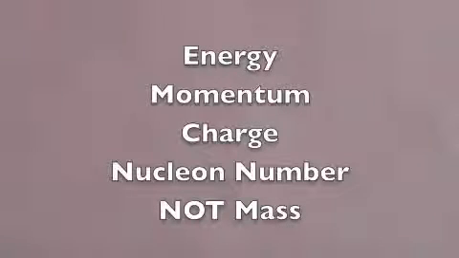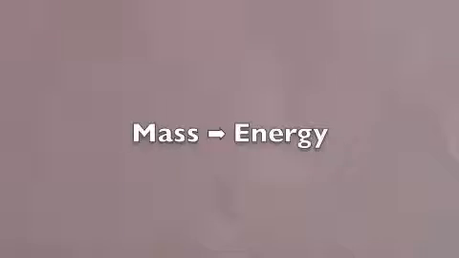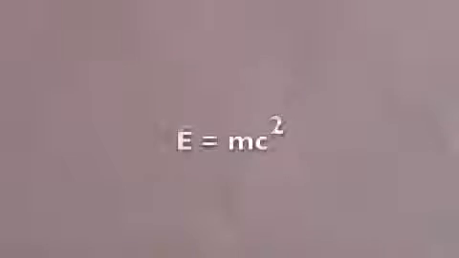Whenever you have fission or radioactivity, some things will be conserved. Those things will be energy, momentum, charge, and the nucleon number. But mass is not conserved. And that's how we get energy, because mass is converted into energy by the formula E equals mc squared.